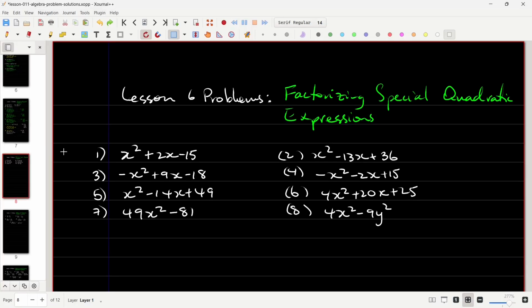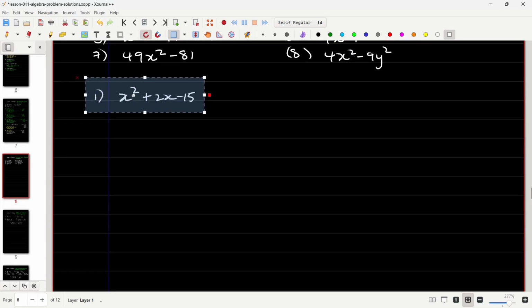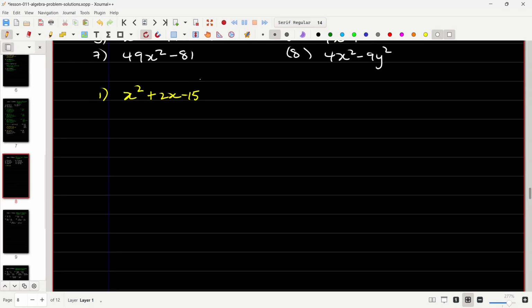Well, good day. Second lesson of the week for Add Math, and let's start by factorizing special quadratic expressions. Start with number 1. And these special quadratics are going to be solved in approximately 2 to 3 lines most of the time. So for example, this one I'm going to identify the factors of negative 15.